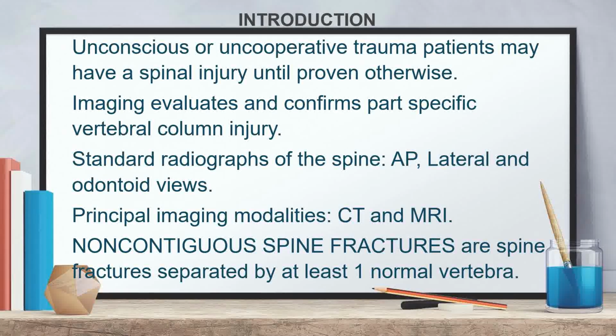Spine fractures separated by at least one normal vertebra are known as non-contiguous spine fractures. These fractures occur in 10 to 15% of patients with a spinal cord injury. Therefore, after a spinal fracture is identified, the entire spine must be imaged, preferably by CT scanning, to identify other non-contiguous fractures. This YouTube teaching videocast focuses on the role of different radiologic modalities in the diagnosis of patients with traumatic injuries of the spine.